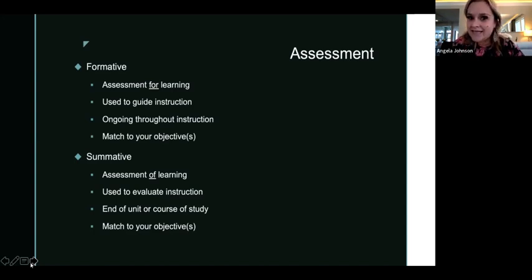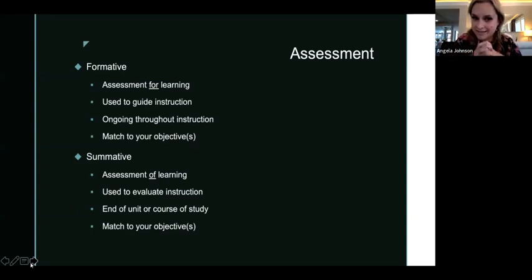Summative is at the end. It's the sum of everything. It's assessment of learning. So you wait until the end of the unit and you evaluate your whole instruction. It's not like little by little, it's like at the end. End of the unit or course of study is an example, and it also matches your instruction.